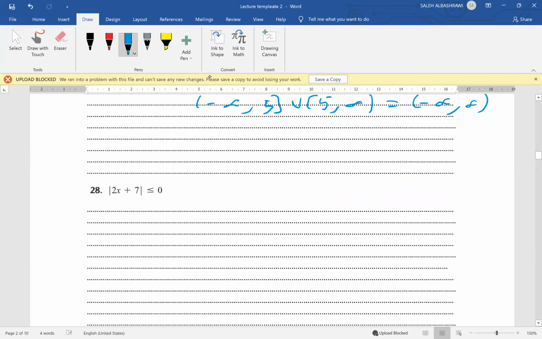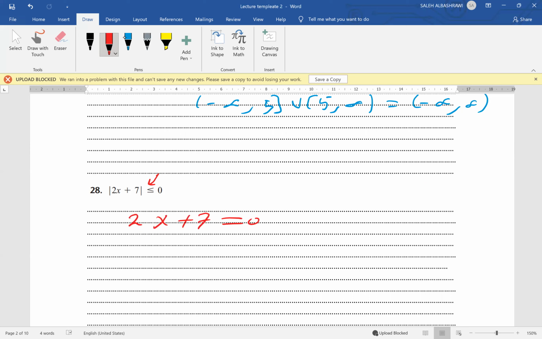One more example, if I have absolute value of 2x plus 7 less than or equal to 0. We know that the absolute value is always positive, so it can't be less than 0. So the only possibility for this one is when it is equal to 0. This is 2x plus 7 equal to 0. This is the only solution for this one because it is less than or equal. It can't be negative because I have absolute value. Absolute value is always a positive quantity. So if it is less than 0, it can't be. So the only option for this one is when it is equal to 0.